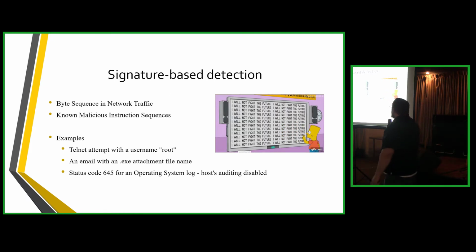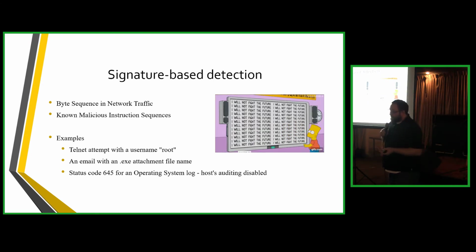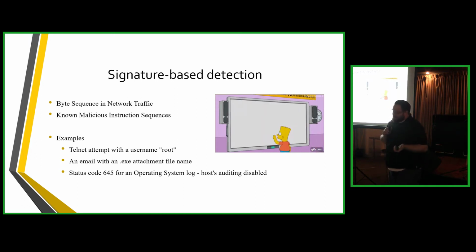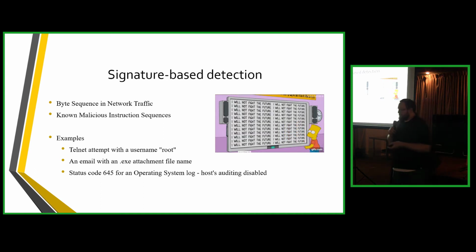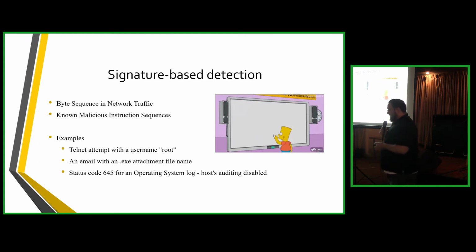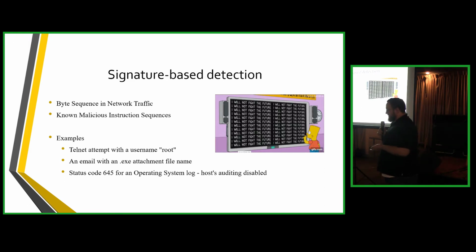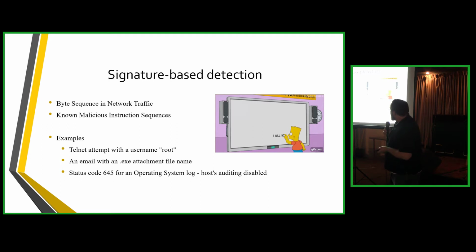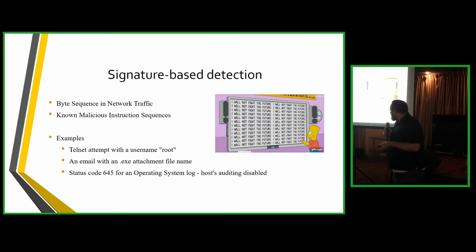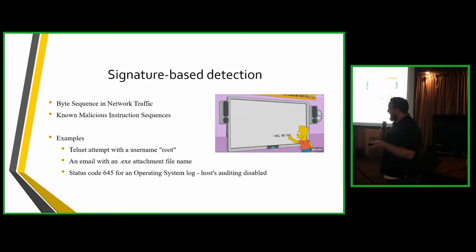So for signature-based detection, a lot of them you actually download just signature files, and they can be updated quite frequently. And it goes off of known malicious code, malicious sequences. So unfortunately, it's not really good at detecting new attacks, but it is good at detecting known attacks, known attempts. So a telnet attempt with username root, an email with a bad attachment, or if there's specific system operating logs, like if someone's disabled the auditing on your operating system.